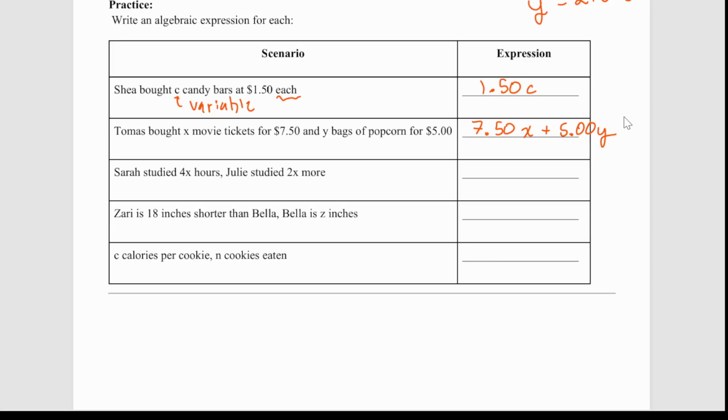So Sarah studied for 4x hours. Julie studied for 2x more. Here, I actually think I have a bit of a typo in this and what I meant to write down. But in the way that it's written, what it would literally be is that Sarah would have studied 4x. Julie would have studied 4x plus 2x. That's actually the way that it's written, as it's already defined. Sarah studied 4x, Julie studied 2x more.